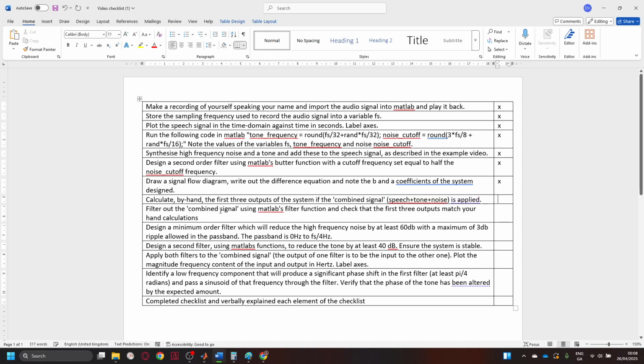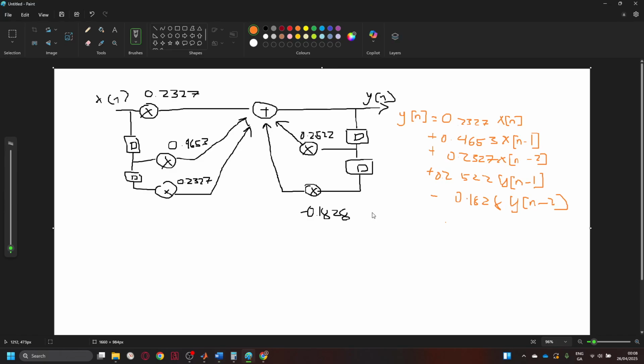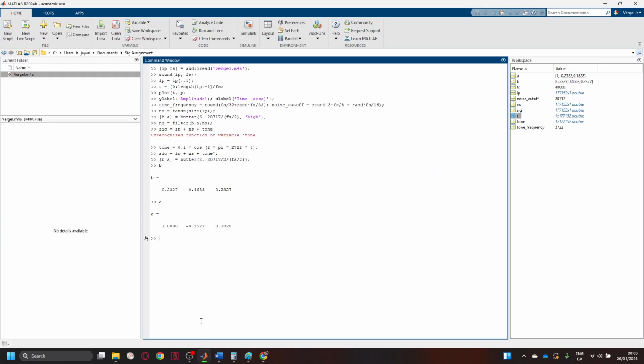Next we're going to calculate the first three outputs of the system if the combined signal is applied. So we're going to go to MATLAB and just type sig.